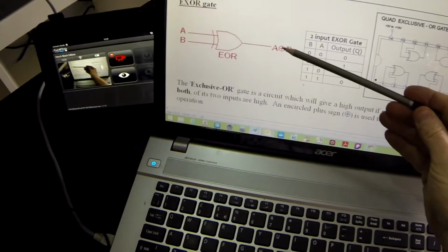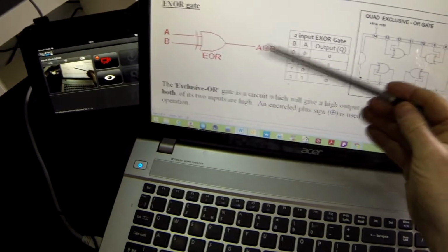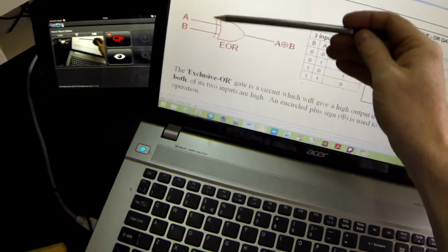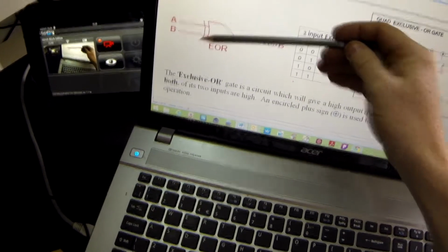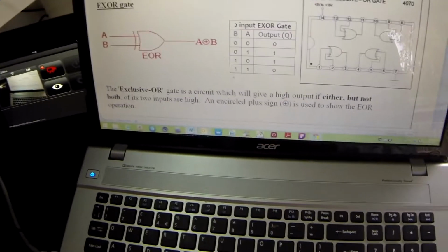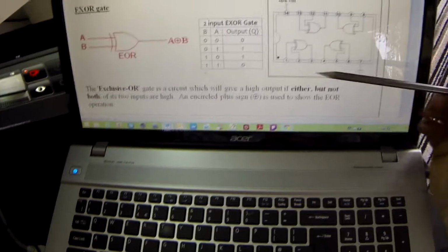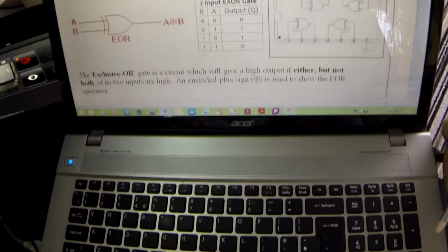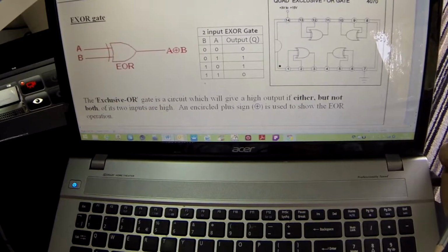This little symbol here, which is the OR sign with a circle around it, means it's exclusive. This little bar here, this double bar from the end, means it's exclusive. Fortunately for us, again, the pinouts are identical as they were before.